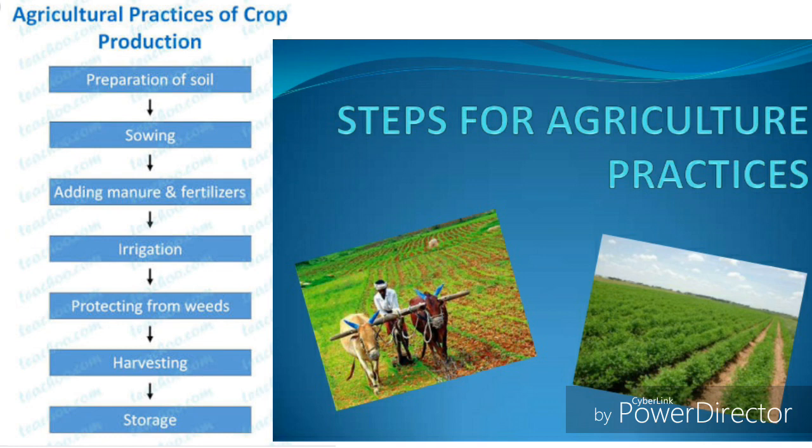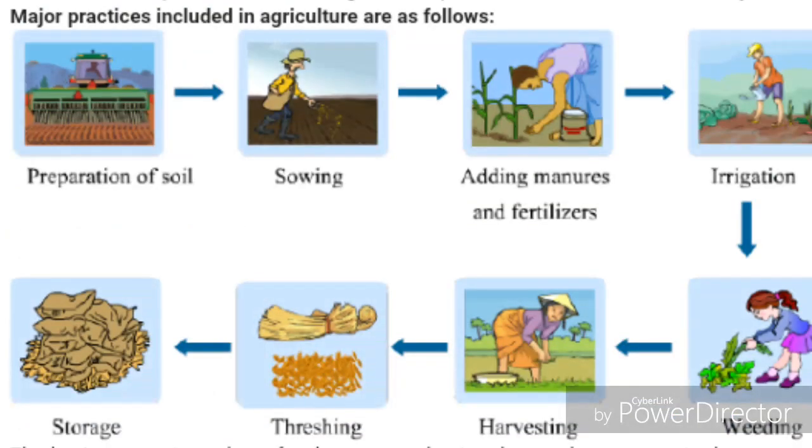Today, you will learn about the different steps of agricultural practices. The different steps of agricultural practices are preparation of soil, sowing of seeds, adding manures and fertilizers, irrigation, weeding, application of biopesticides, harvesting, and storage of food grains.